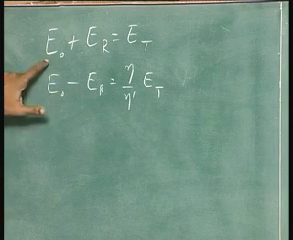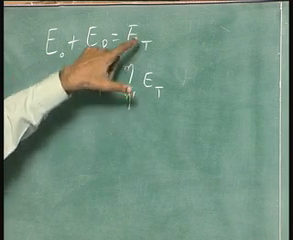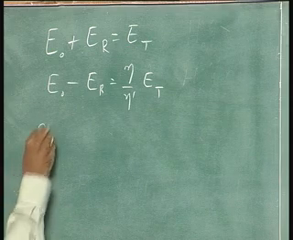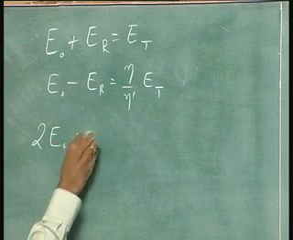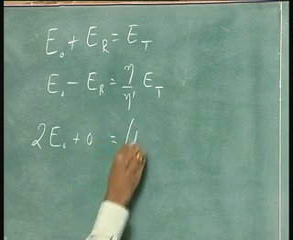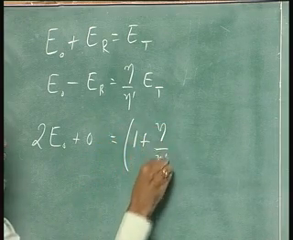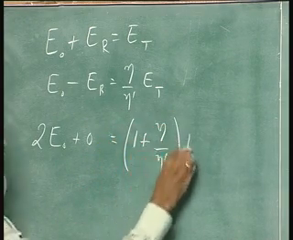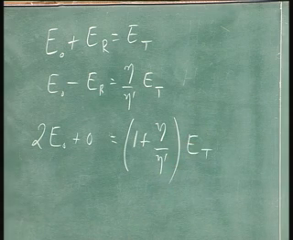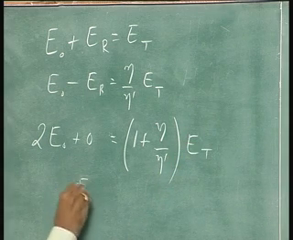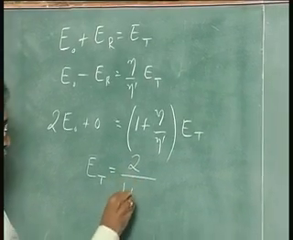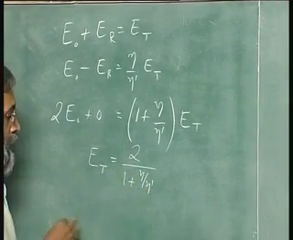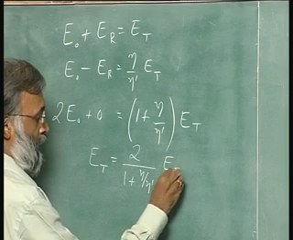Now, if I add these two equations, E r will cancel out. So, I will get a relation between E naught and E transmitted. So, I get twice E naught, I am just adding these two, plus 0 is equal to 1 plus eta over eta prime E t, or E t is equal to 2 over 1 plus eta over eta prime E naught.